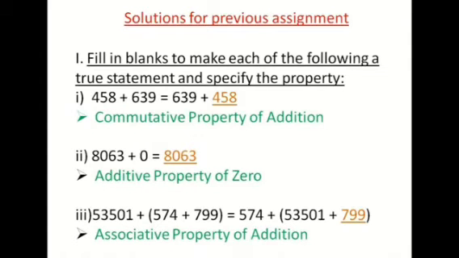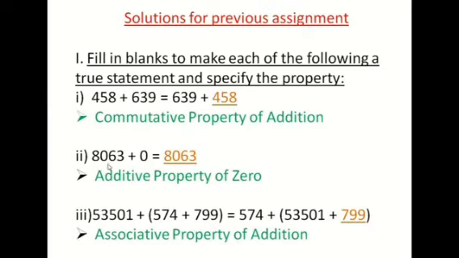Please check the solutions for your previous assignment. First main, fill in the blanks to make each of the following a true statement and specify the property. Question number 1, 458 plus 639 equals 639 plus 458. It is the commutative property of addition.